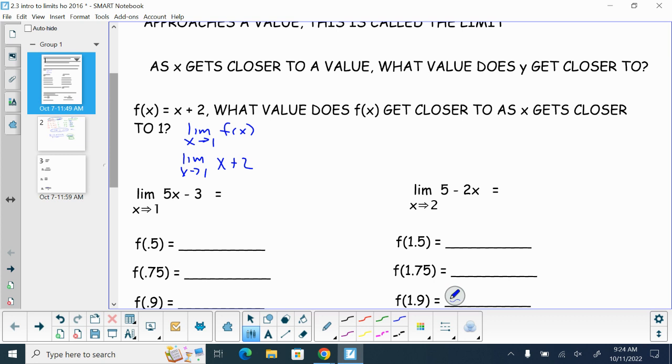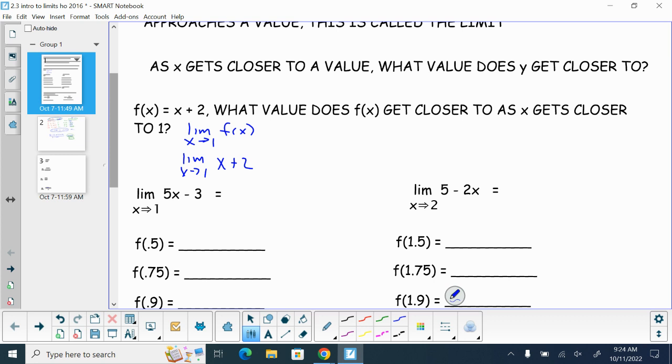So we take the limit of a function, of a rule, of an equation, and we say: the limit as x approaches a value of 1, x is getting closer to a value of 1. We don't say we're equaling a value of 1. We just said we're getting closer to a value of 1.